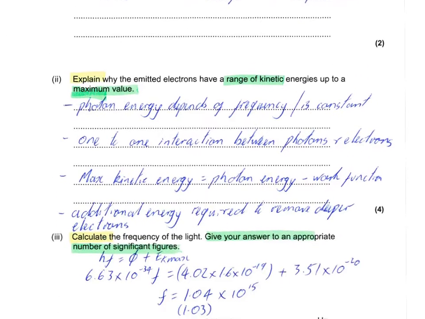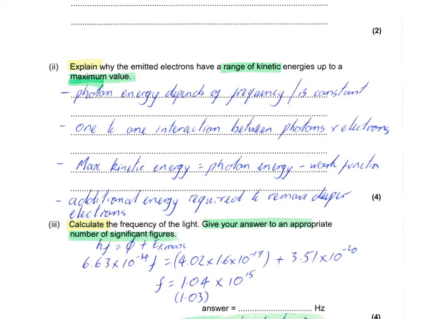Secondly, then, we've got to explain why the emitted electrons have got a range of kinetic energies up to a maximum value. So really, this is digging at the very heart of your understanding of what's going on in the photoelectric effect. And a really useful place to start is to focus on the fact that the photon energy, the energy the photon's coming in with, depends on its frequency. And since we were given a set frequency for all of these, that means that is constant.